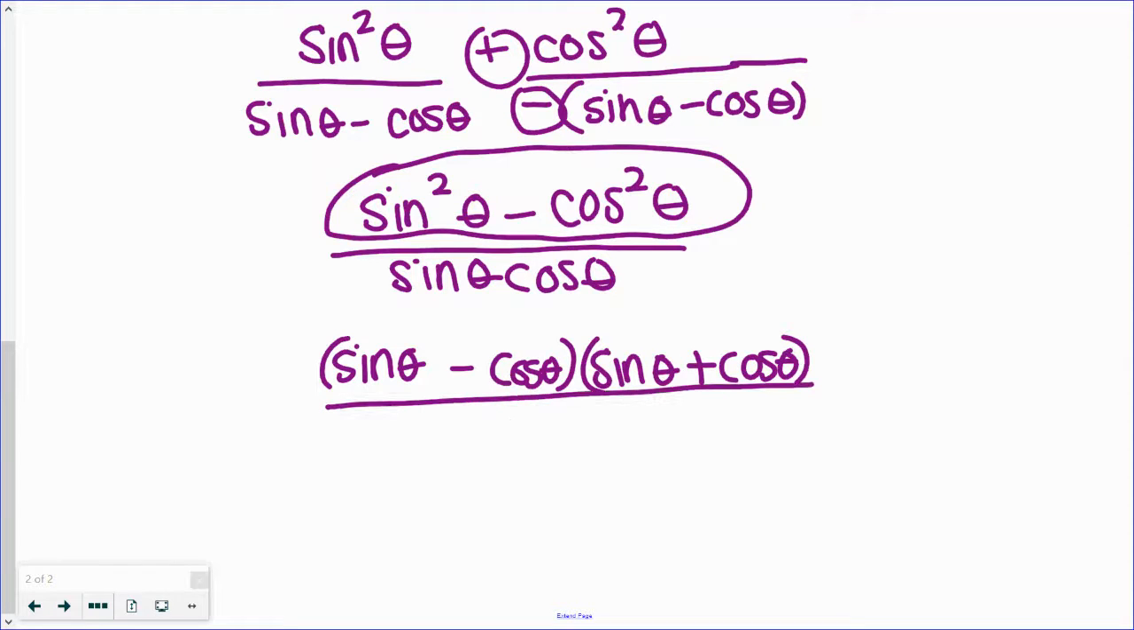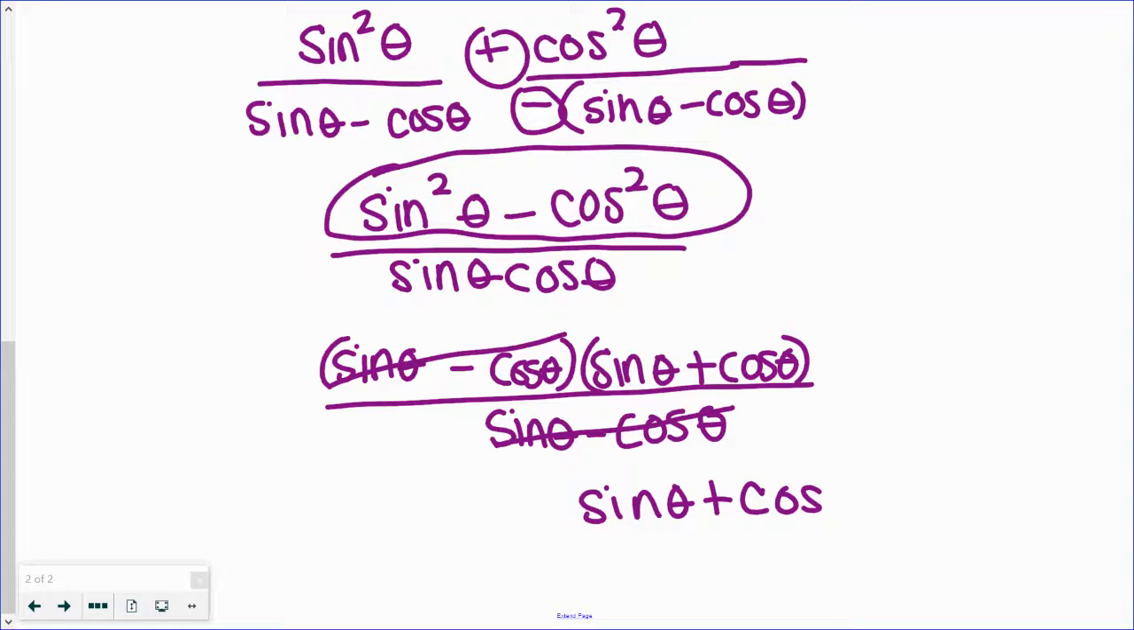And then you can see right there, now that it's factored, I can cancel out that denominator, and I will have my final solution, which is just sine theta plus cosine theta. And there it has been verified.